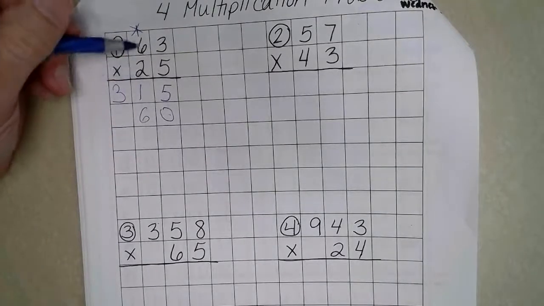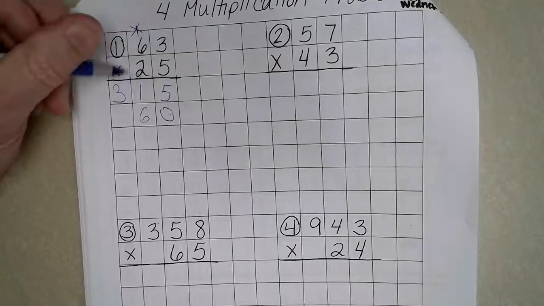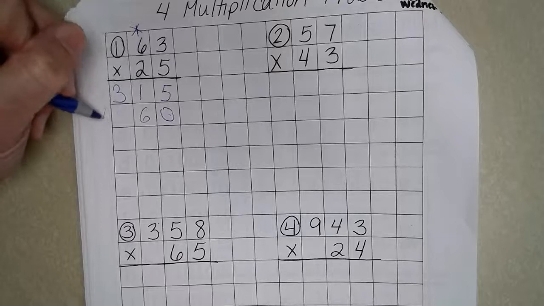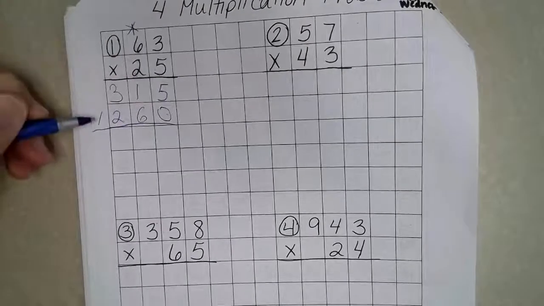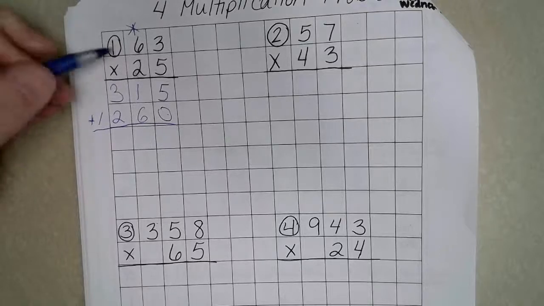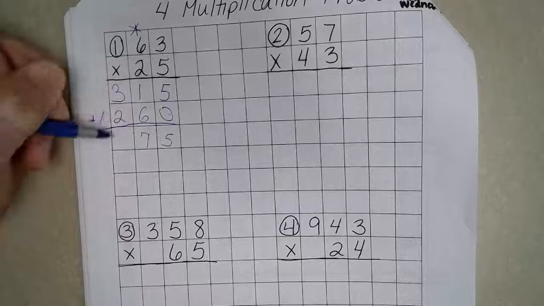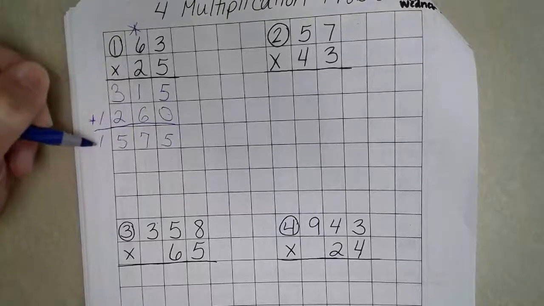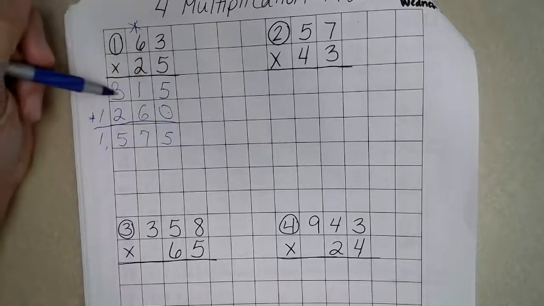And then we're going to move on to we have 2 tens times 6 tens, which is going to be 12 tens, or we're going to put it over here. As you can see, we have to make sure we have our place values lined up. We're going to add those, and you should have 1,575 as your answer.